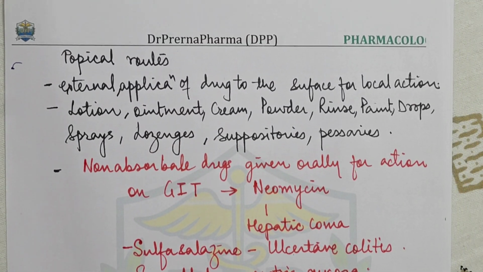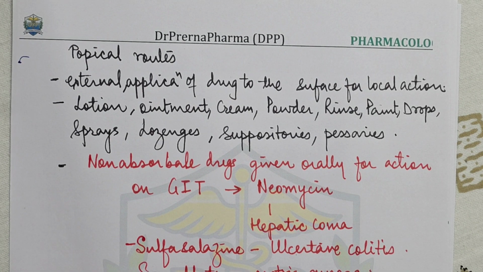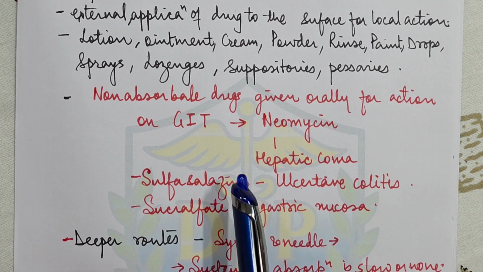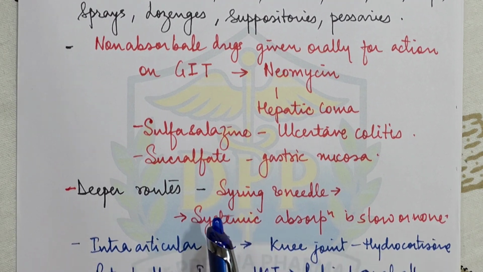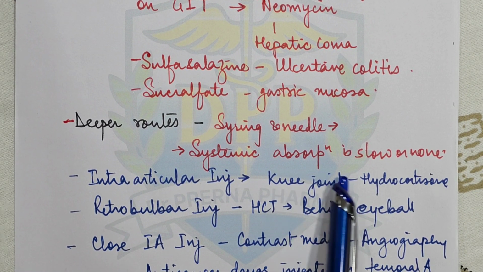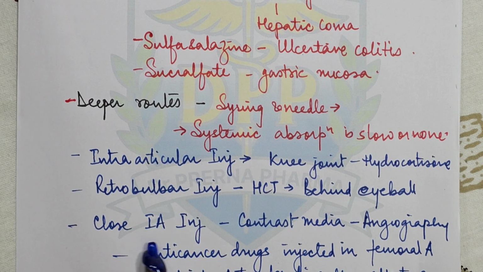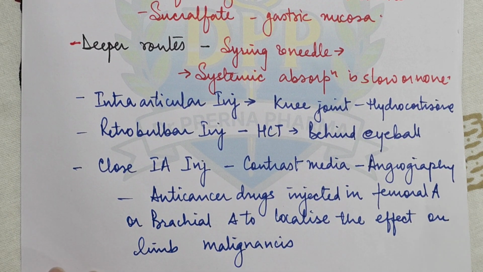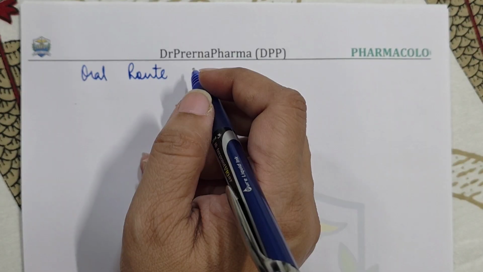So just a recap: local routes, topical, consist of external application of drugs in the form of various dosage forms. Then some non-absorbable drugs can be given for action on the GIT, also a local action. Then for deeper routes we may give the drug by syringe and needle, but it has a very local action, like intra-articular, retrobulbar or intra-arterial injections in case of contrast media and anti-cancer drugs to localize the malignancies.